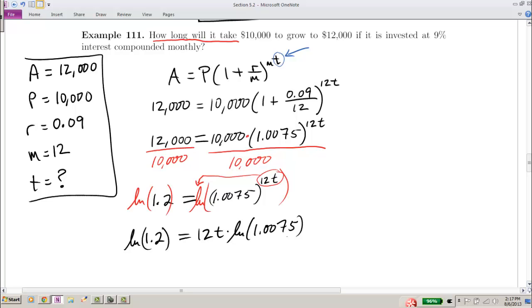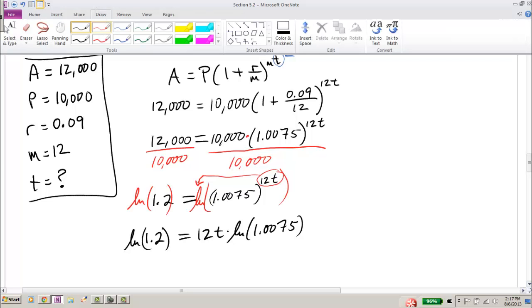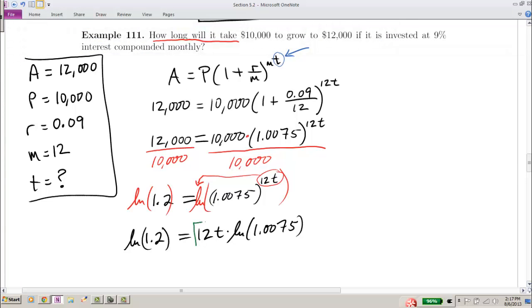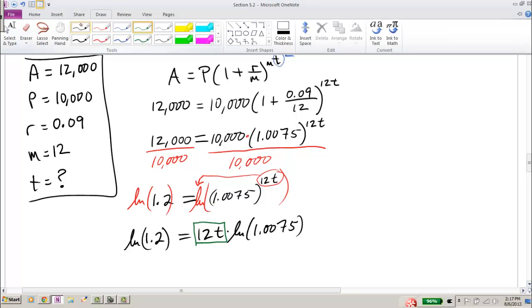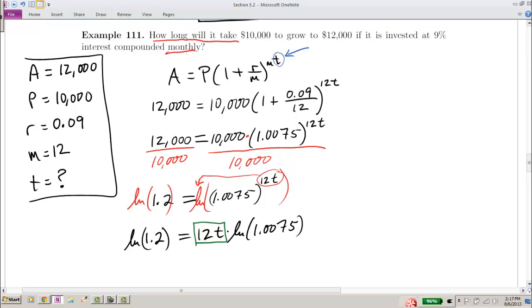Now at this point, we know that we're solving for t. However, what I'm going to focus on here is actually first solving for 12t. And this is the approach we want to take whenever we're looking for the amount of time in one of these compound interest problems. Figure out how many compounding periods. In a compound interest situation, your intervals of time only exist in steps of those compounding periods. So since this account is compounded monthly, time only exists in months.